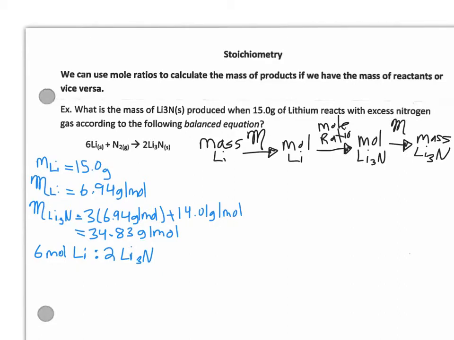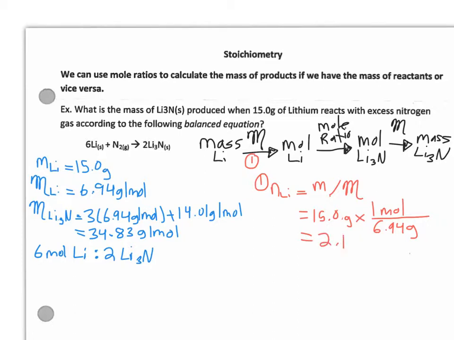So we're going to solve this problem in individual steps first. So in our first step, right here, I am going to go from mass of lithium to moles of lithium. So I know that the number of moles of lithium is going to be the mass divided by the molar mass. Or the other way that we do it is we take our mass, which is actually 15.0 grams, and we times it by 1 over the molar mass, 6.94 grams, and we would get the number of moles of lithium is 2.16.